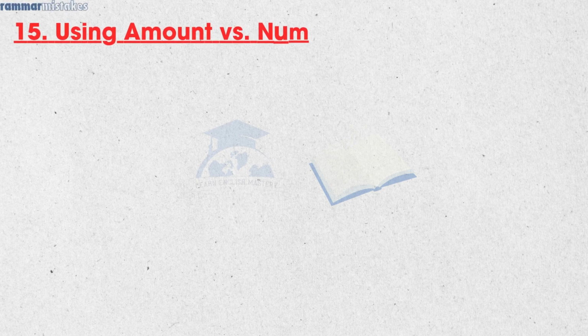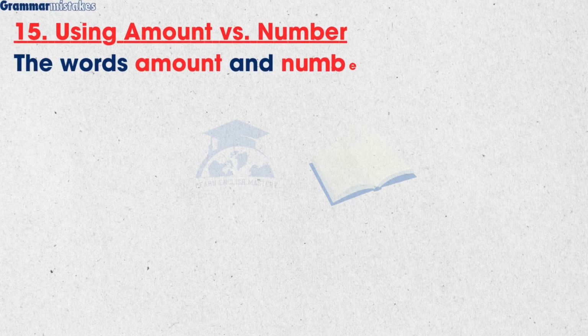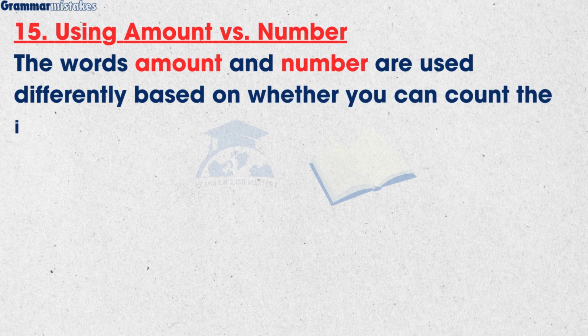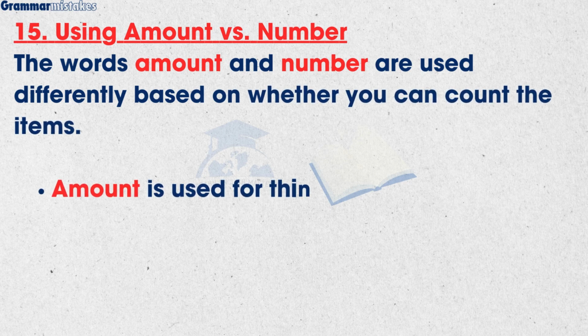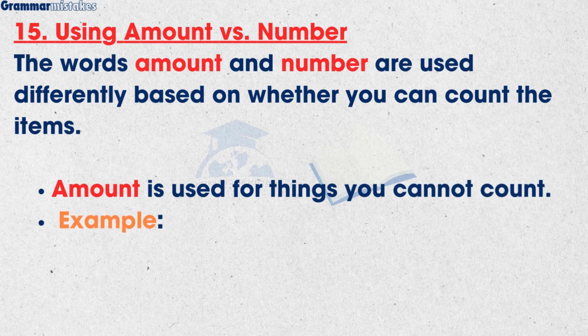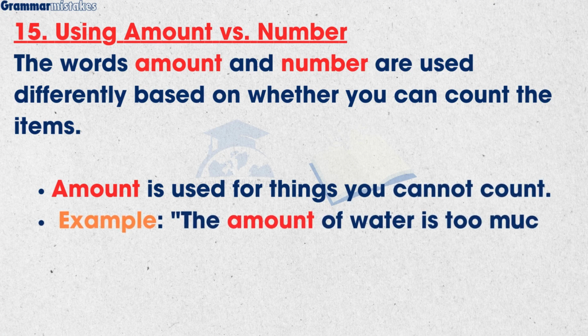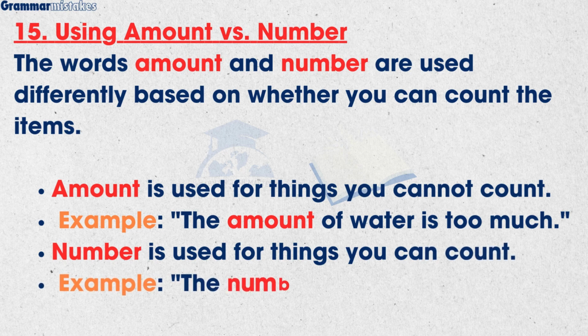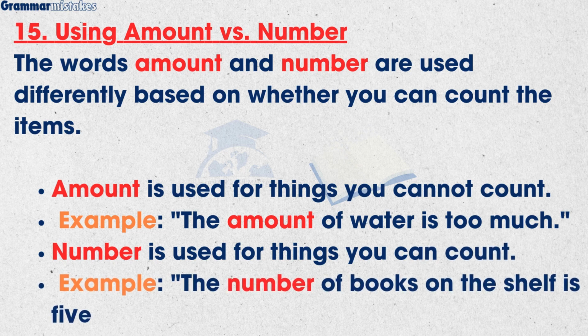15. Using amount versus number. The words amount and number are used differently based on whether you can count the items. Amount is used for things you cannot count. Example: The amount of water is too much. Number is used for things you can count. Example: The number of books on the shelf is 5.